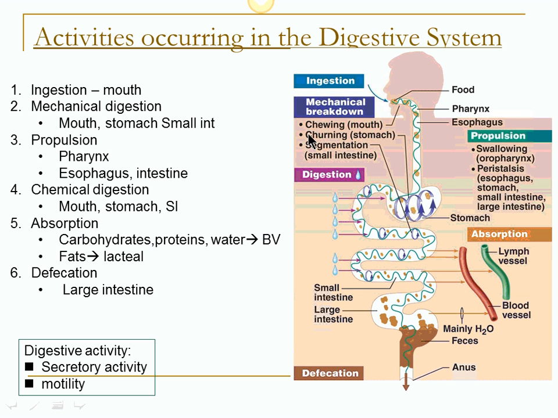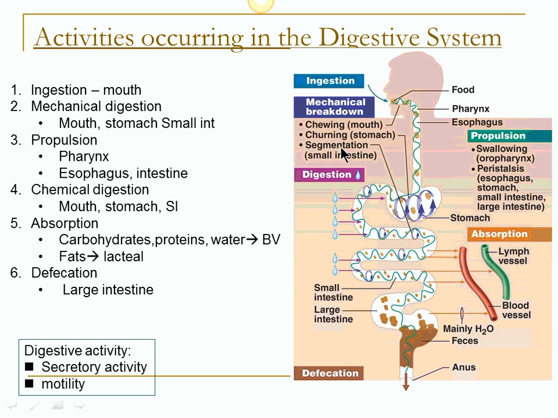Now, mechanical digestion begins in the mouth, but it continues when you go into the stomach, because you remember those three muscle layers of the stomach: the oblique, circular, and longitudinal. What they do is churn the food around. It's almost like a blender. They call the stomach a digestive blender. So it does churning in the stomach.